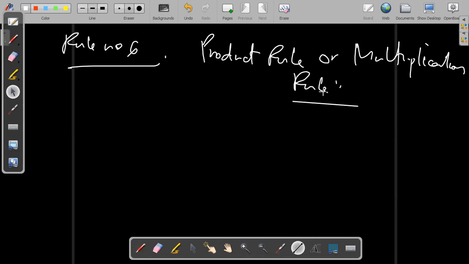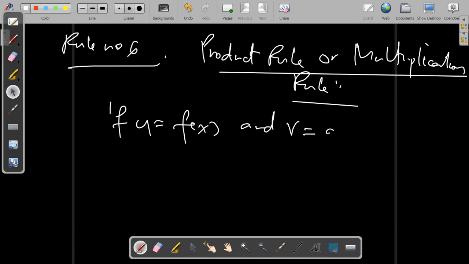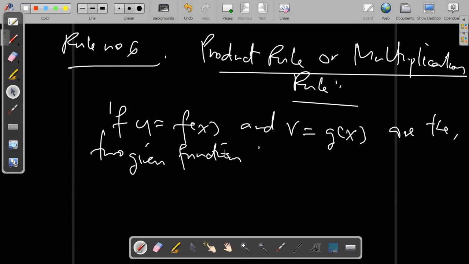For this rule, you need to understand that the derivative of the product of two functions is equal to the first function multiplied by the derivative of the second function, plus the second function multiplied by the derivative of the first function. For example, if u is equal to f of x and v is equal to g of x, these are the two given functions.